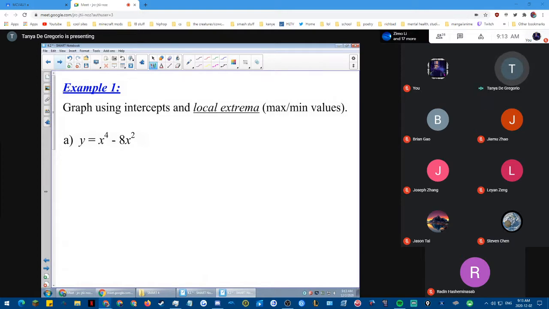Okay. Example 1. Graph using intercepts and local extrema. What are local extrema? Max or min values. Intercept. What am I talking about? When I say intercept, what am I talking about? Y and x. Good. So where the graph crosses the x-axis and where it crosses the y-axis. Good. And you guys know, how do you find a y and an x-intercept or an x and a y-intercept?